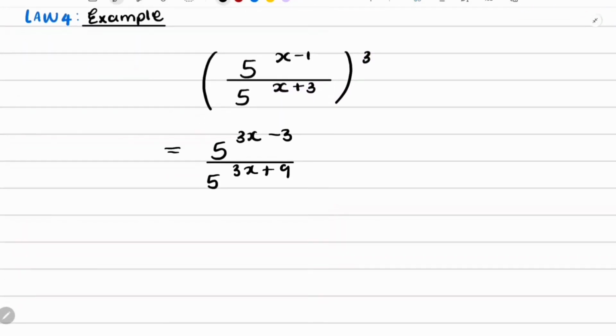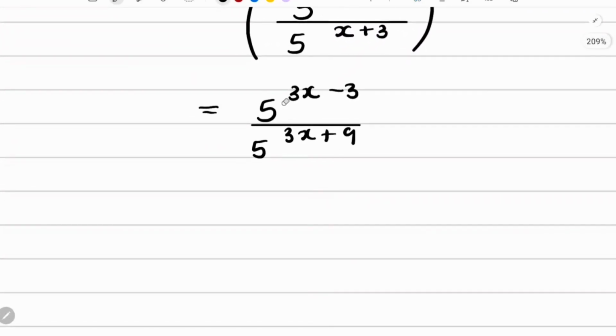And then from here, do you see that we have a situation where we have the same bases that are being divided? So from exponential law 2, all we need to do here is keep the base the same, and then subtract the exponents. So we're going to say the top exponent minus the bottom. That is 3x minus 3. And then we're going to say minus.